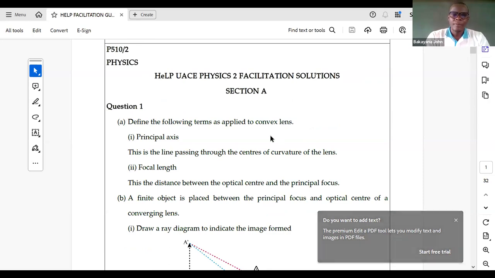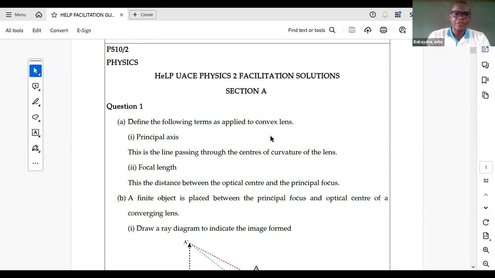So we are defining the following terms as applied to convex lenses, that is the principal axis. And remember I said that in case you did a number and you want to share, feel free. You put up the hand and we'll give you the chance. But we shall not wait. In case no one shows up, I will go through the numbers with us because I have them here with the solutions. Is that okay?